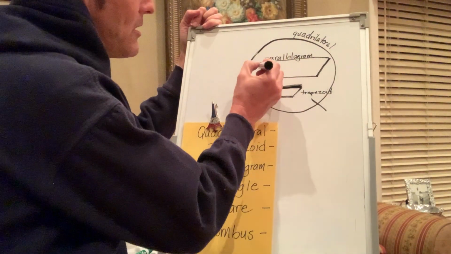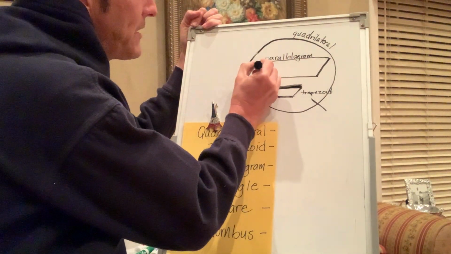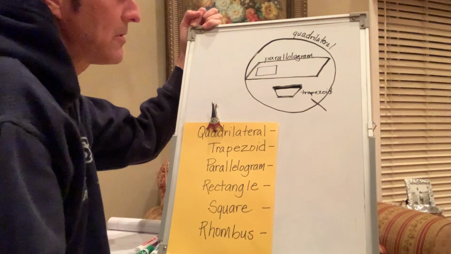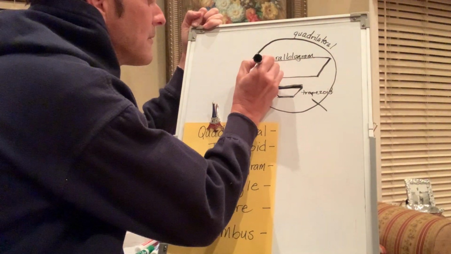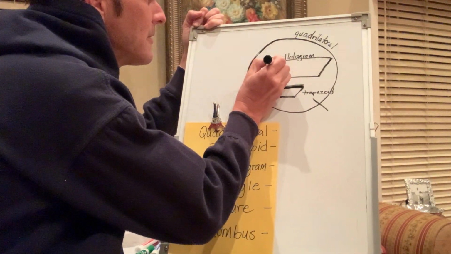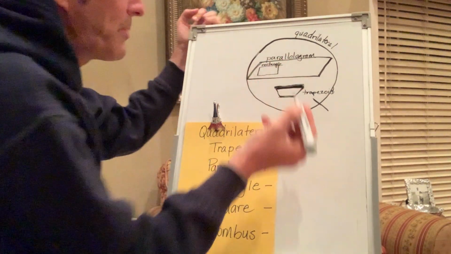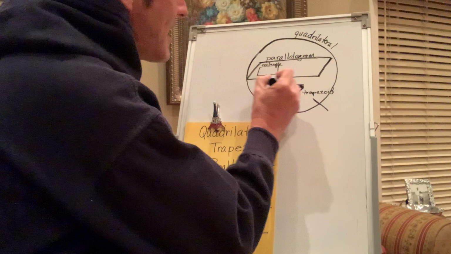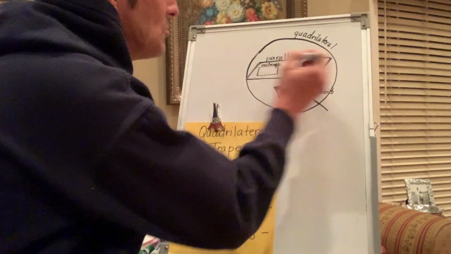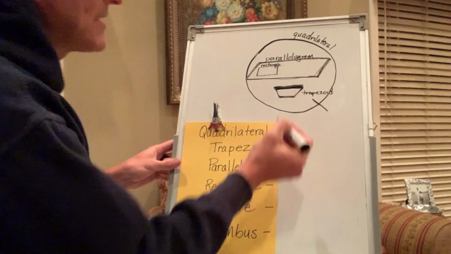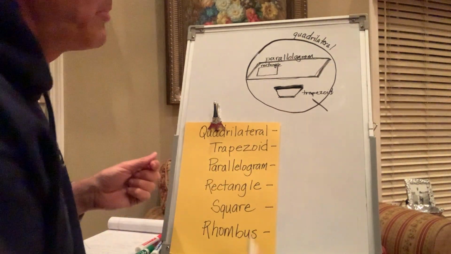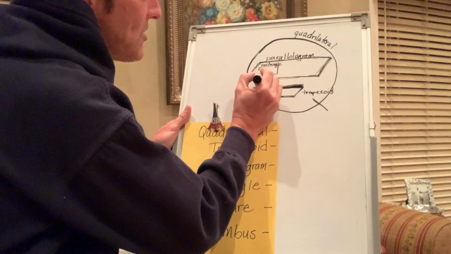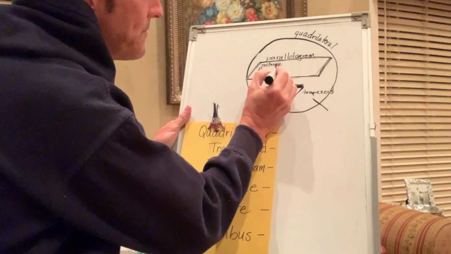Then inside the parallelogram, one of the eyeballs is a rectangle. A rectangle is a parallelogram because, see, in a parallelogram, opposite sides are parallel. It's got to have 2 sets of parallel sides. A trapezoid only has to have 1, but a parallelogram has to have 2. Well, a rectangle has 2, and also has 90-degree angles.